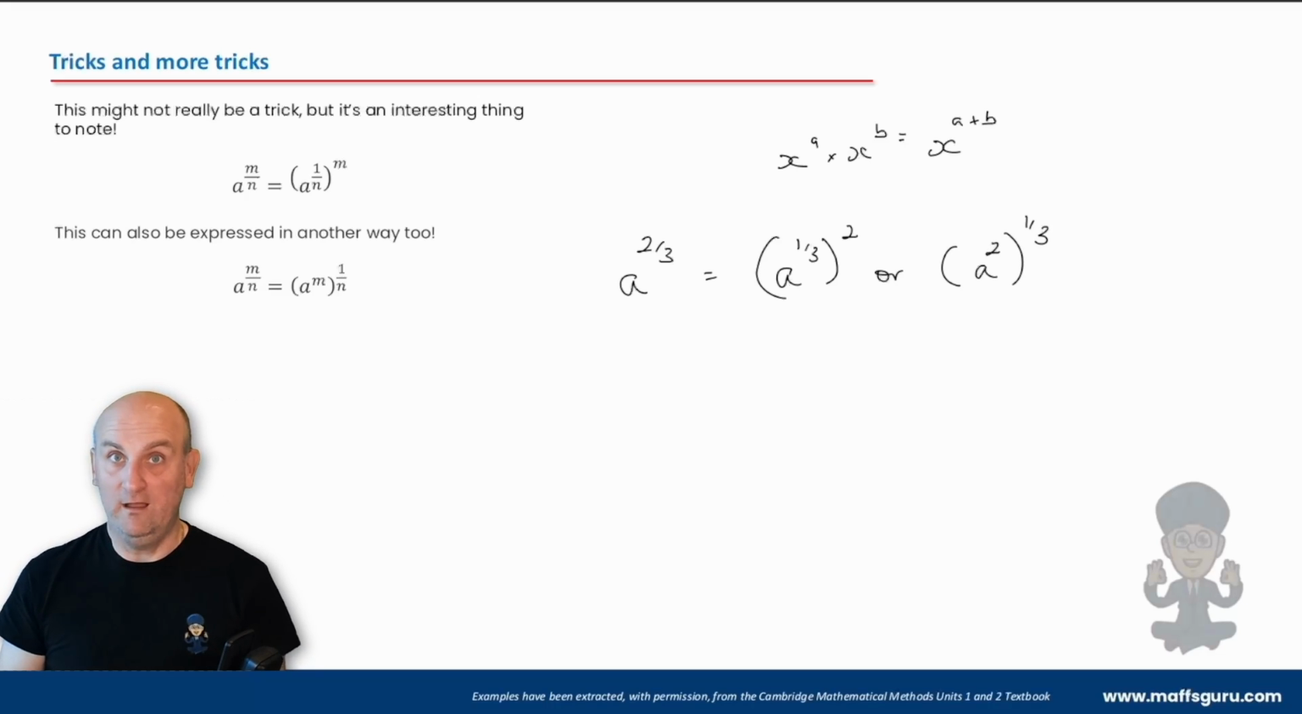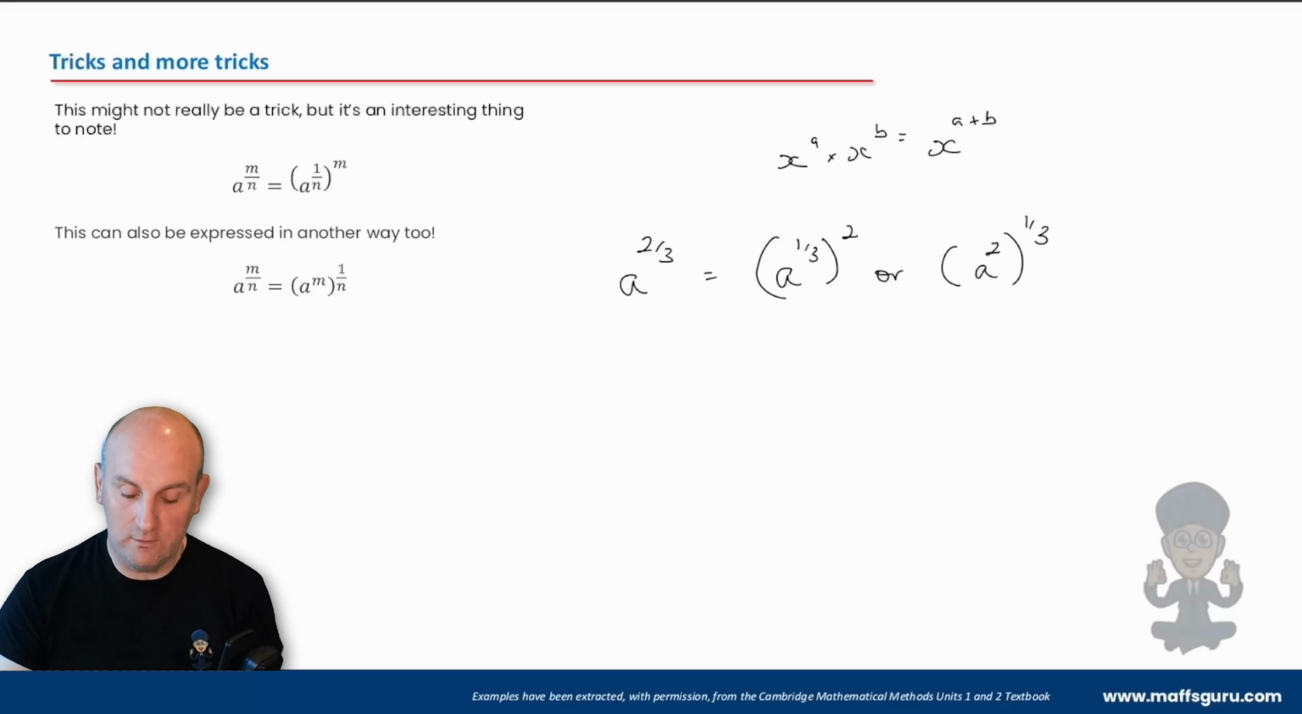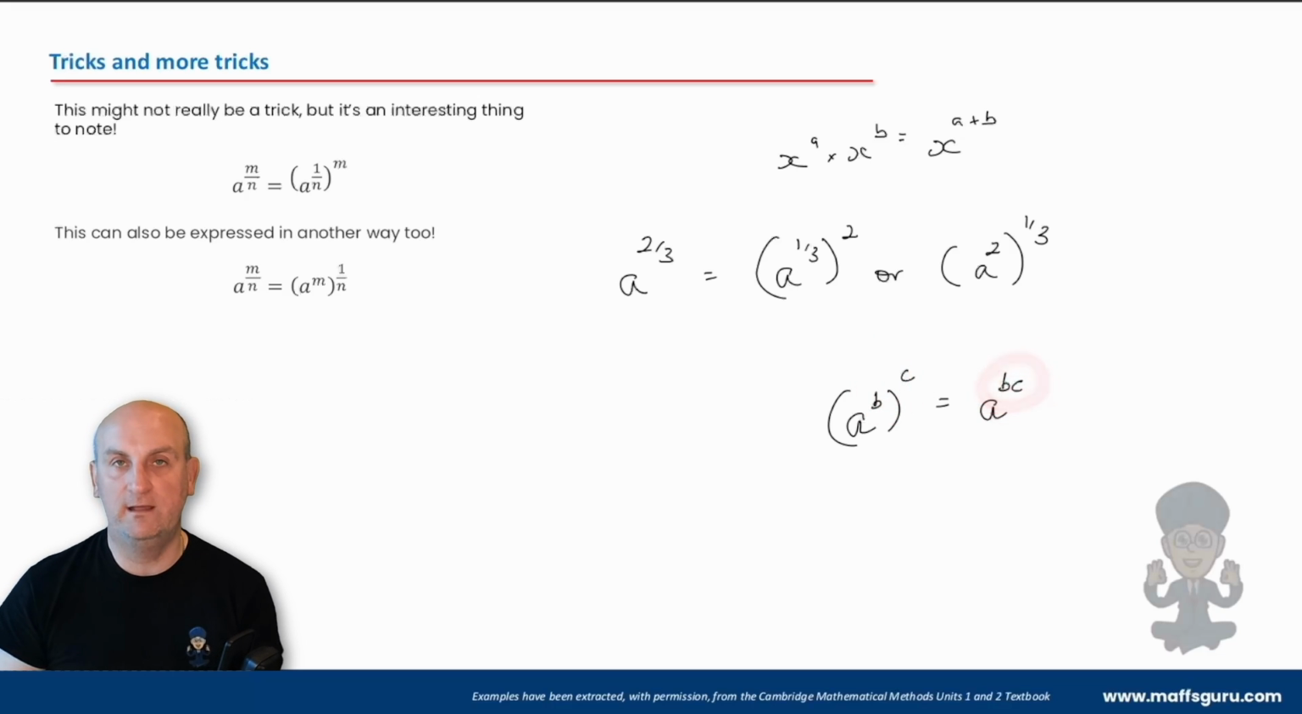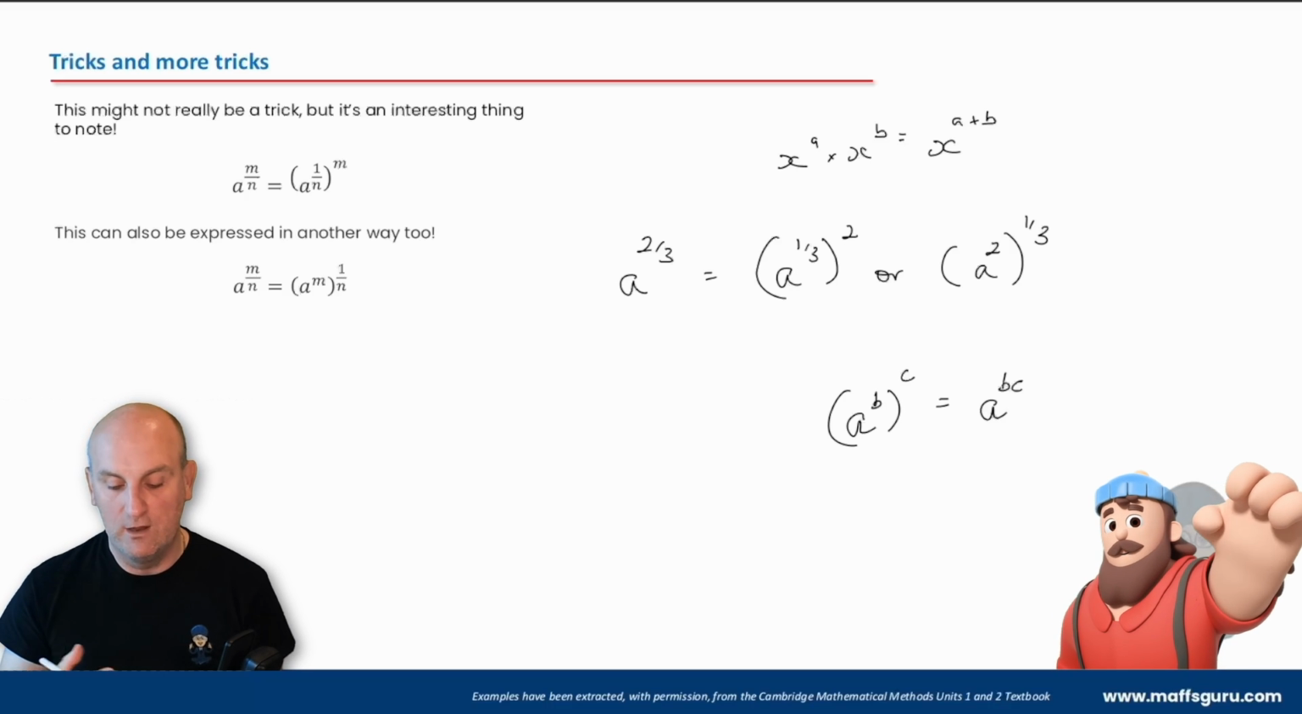Now, you're going to say, huh? Where did that come from? Well, you already know this rule because we knew that something like a to the b to the power of c was the same as a to the power of bc. When we have powers of powers, what do we do? We simply multiply them together. So x squared all cubed became x to the power of 6, for example.